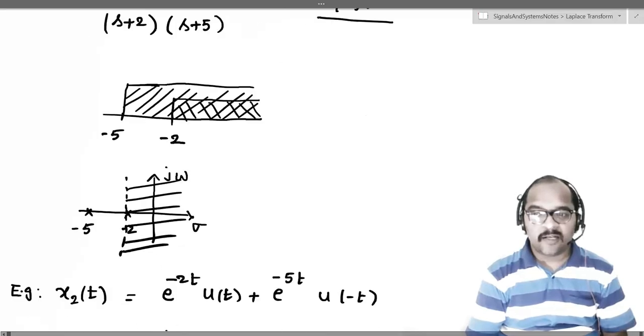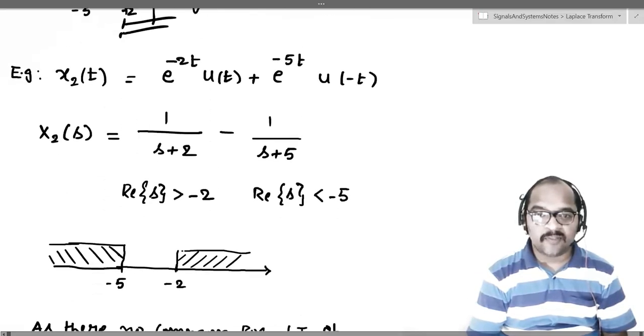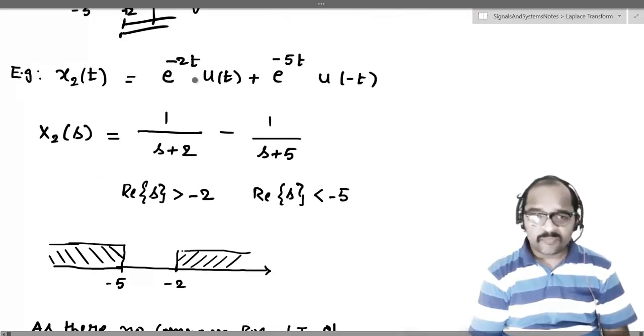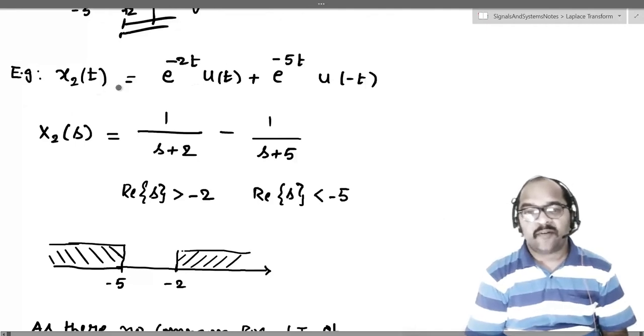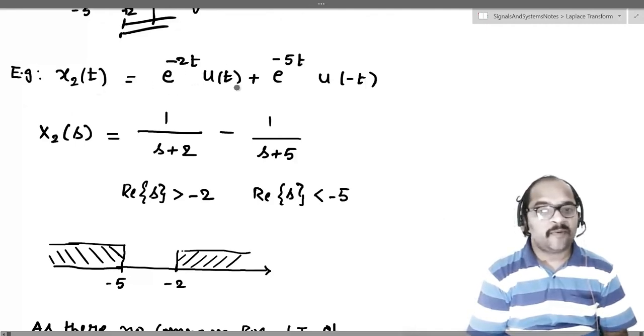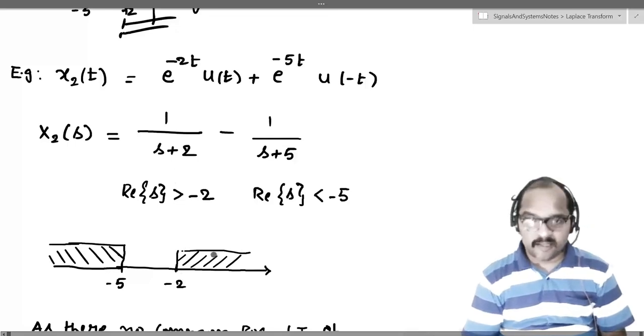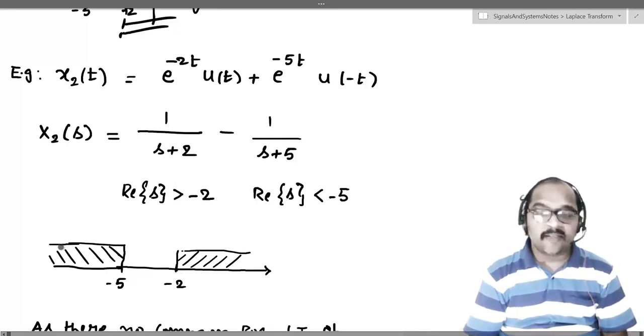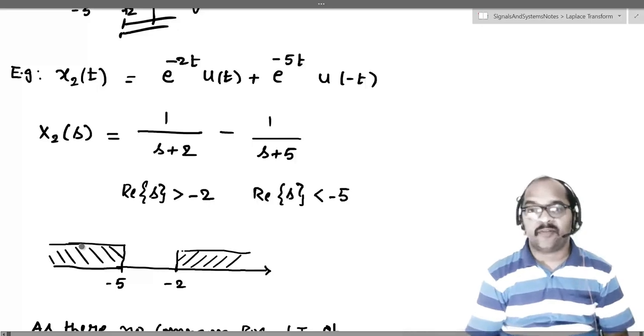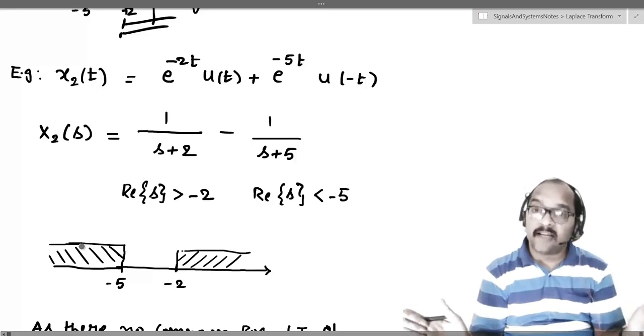Similarly, look at the second example, which is crucial for us. We have x2 of t equal to e power minus 2t u of t plus e power minus 5t u of minus t. What is happening here? The first has real part of s greater than minus 2. The second has real part of s less than minus 5. We have two different regions. Are they connected?